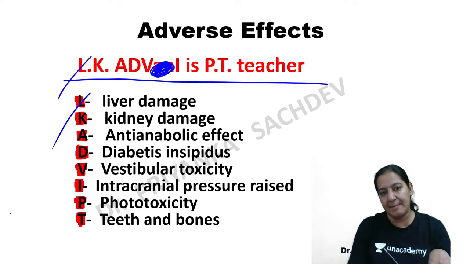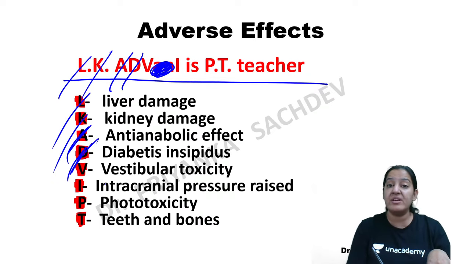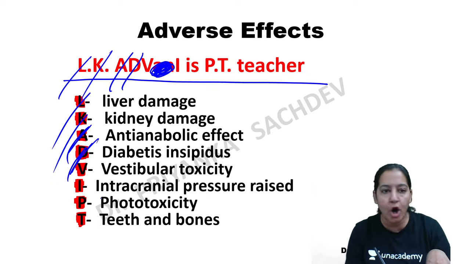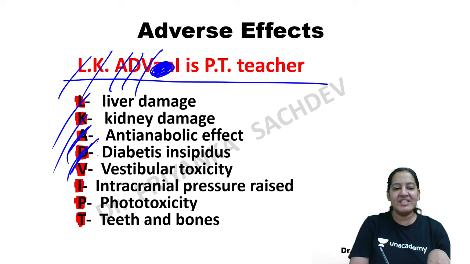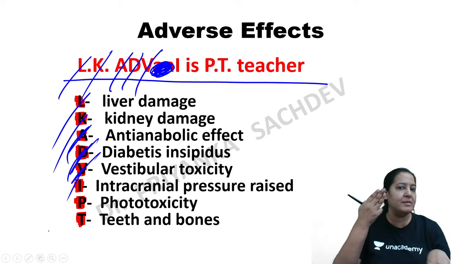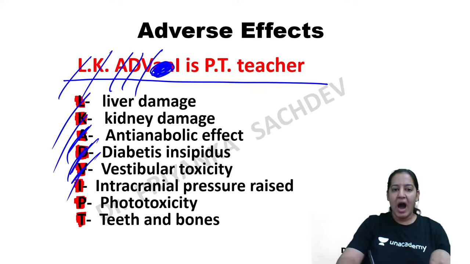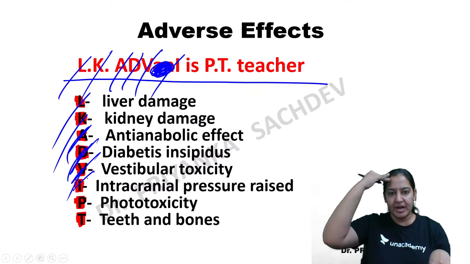Tetracycline causes liver damage. A, kidney damage. Tetracycline also causes kidney damage. A, anti-anabolic effect, I will explain what that is. D, diabetes insipidus. Tetracycline causes diabetes insipidus, not mellitus. V, vestibular damage. In the inner ear there is a balancing organ, the semicircular canals, so that is vestibular toxicity, and the patient feels vertigo, imbalance.